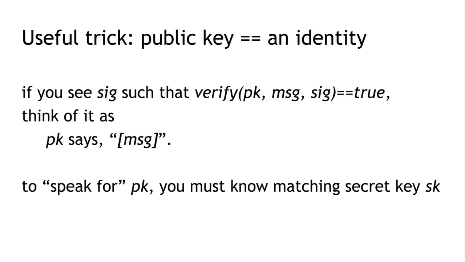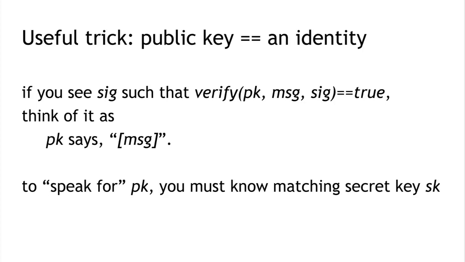So if you see a signature that verifies correctly, that is, if you see a signature such that you can verify with someone's public key that it is a signature on a particular message, then you can think of that as that public key saying the message. You can literally think of a public key as kind of like an actor or a party in a system, and that they can make statements by signing those statements. And so if you think in that mindset, then this public key is like an identity. It's an actor who can do stuff in the system.